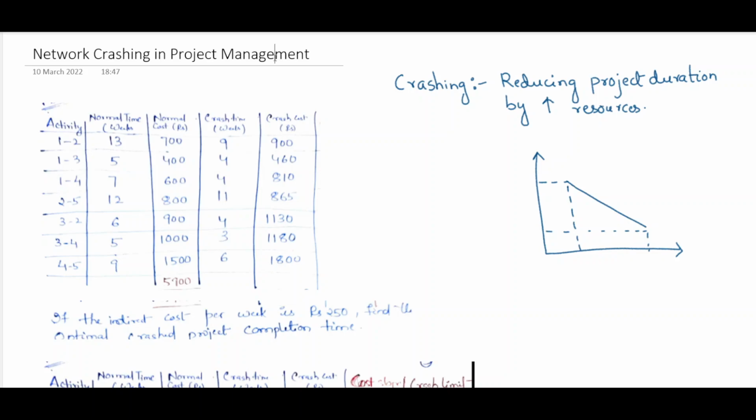So all these things I'm not discussing in this video, and I take for granted that you all know what is PERT, what is CPM, what is the critical path, what is the critical duration, and what are the critical activities. So today, crashing. Crashing means reducing the project duration by increasing the resources.